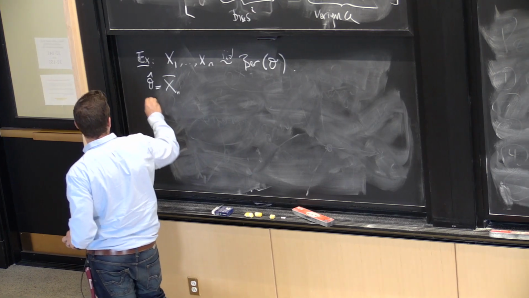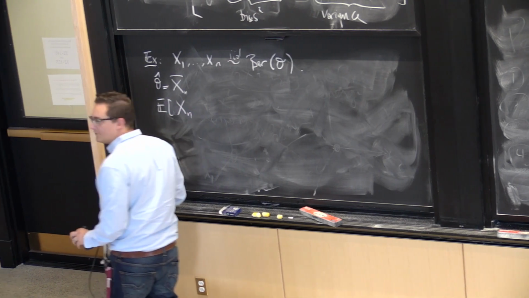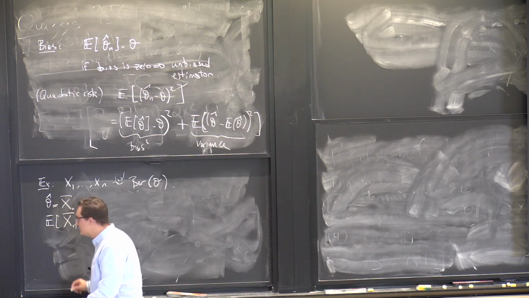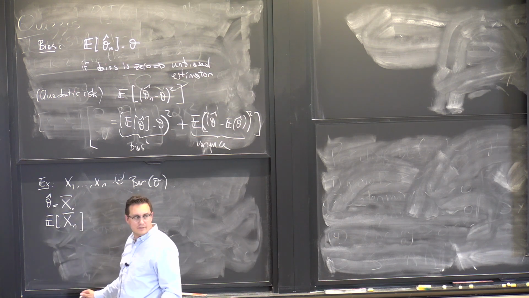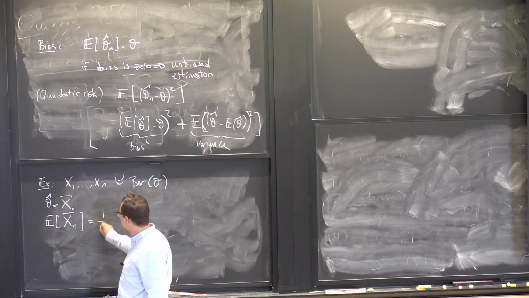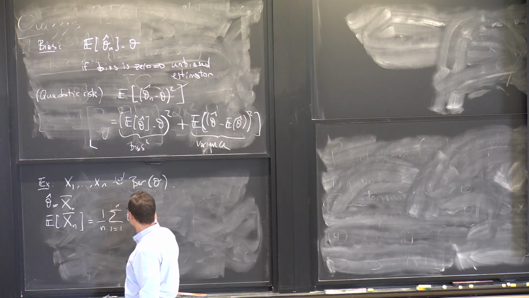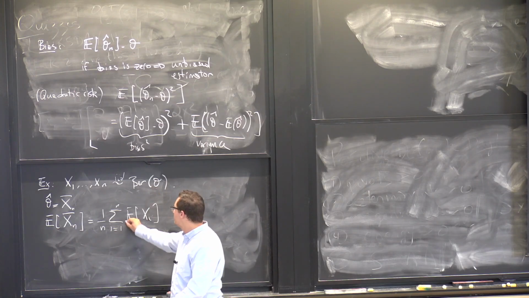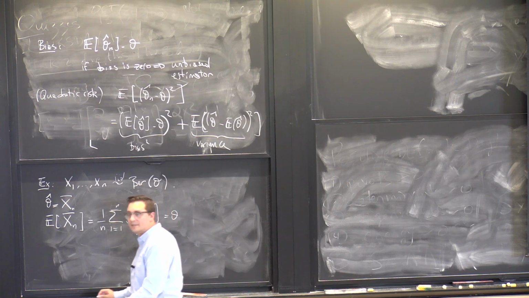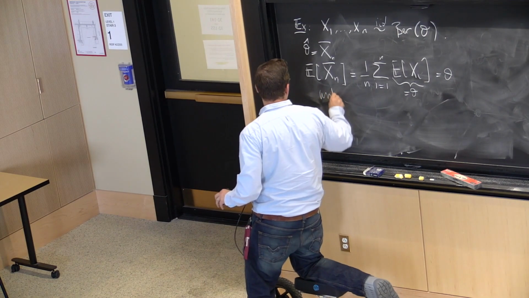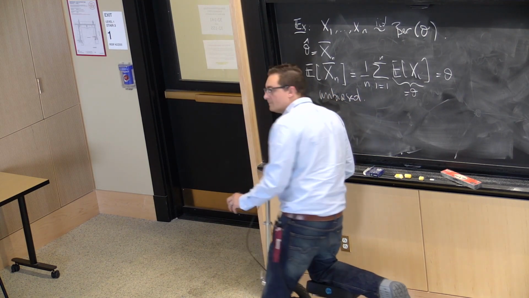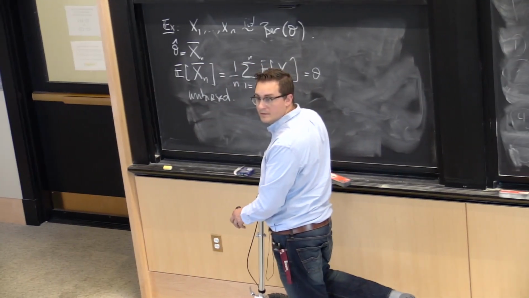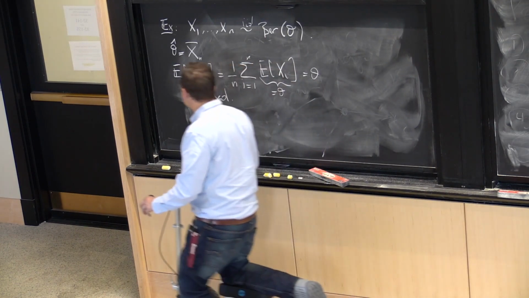So what is the bias of this guy? Well, to know the bias, I just have to remove theta from the expectation. What is the expectation of Xn bar? Well, by linearity of the expectation, it's just the average of the expectations. But since all my Xi's are Bernoulli with the same theta, then each of these is actually equal to theta. So this thing is actually theta, which means that this is unbiased, right? Okay? Now, what is the variance of this guy?